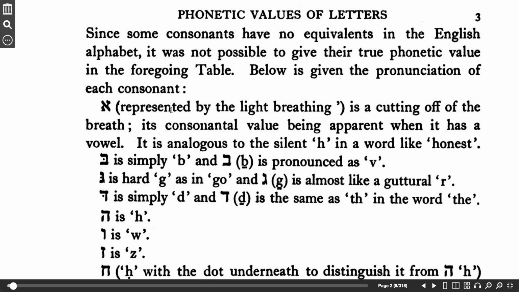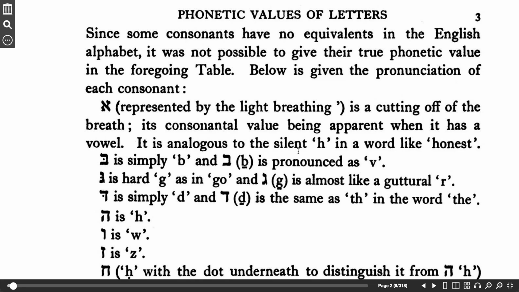It's represented by literally a light breathing mark. You would be familiar with this light breathing mark. In Greek, that's called a smooth breathing. But it's an unvoiced letter. It's like a cutting off of the breath. Its consonantal value is apparent when it has a vowel. So usually there's a vowel underneath it, and you'll learn how to do this.